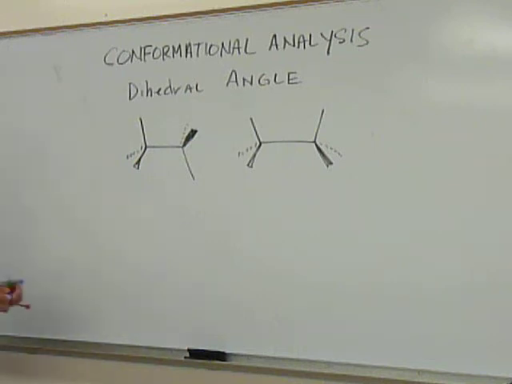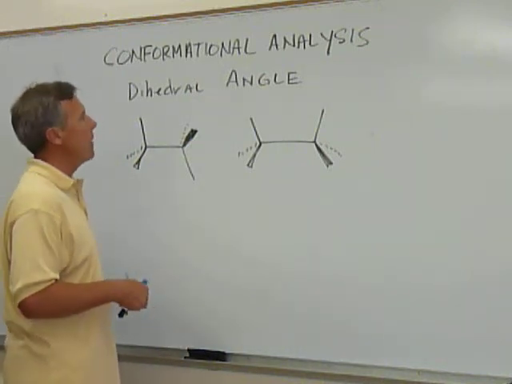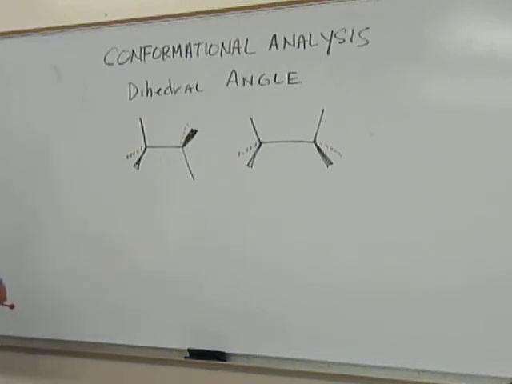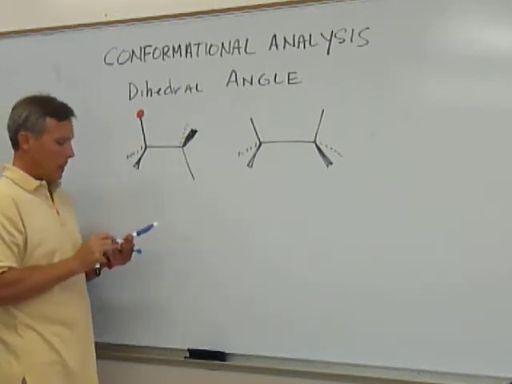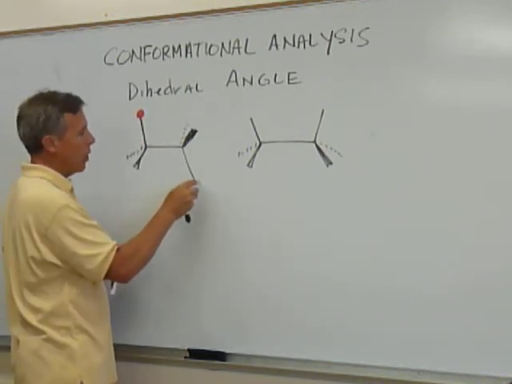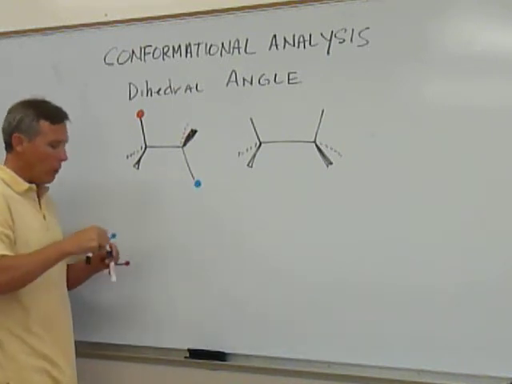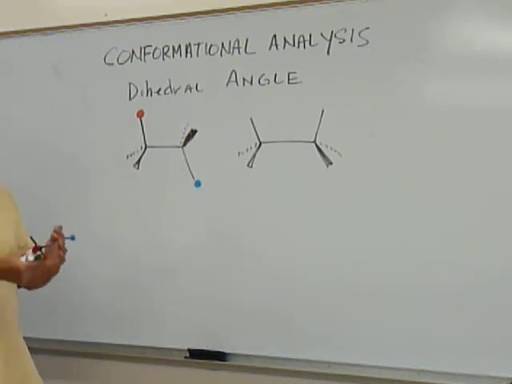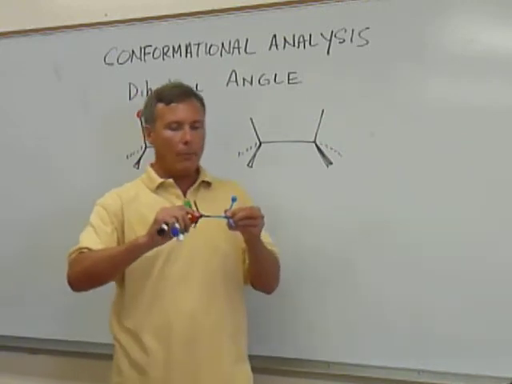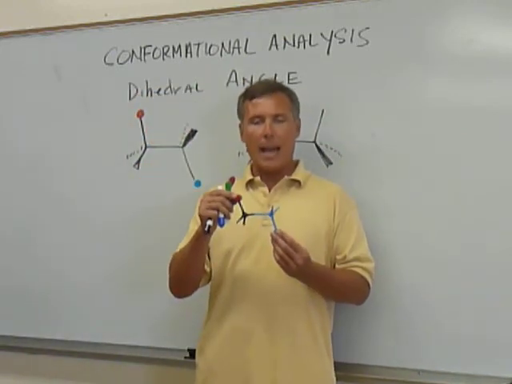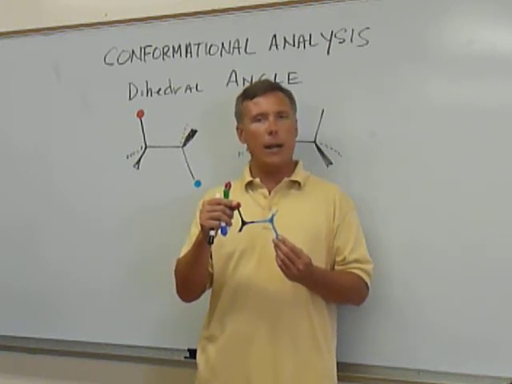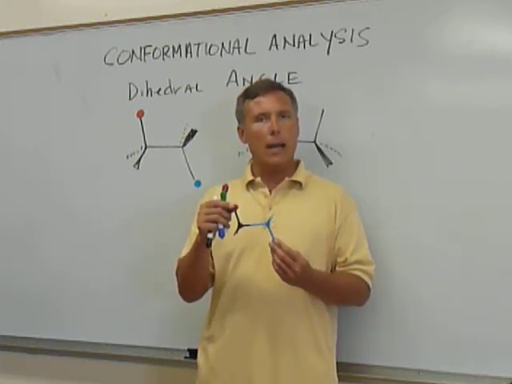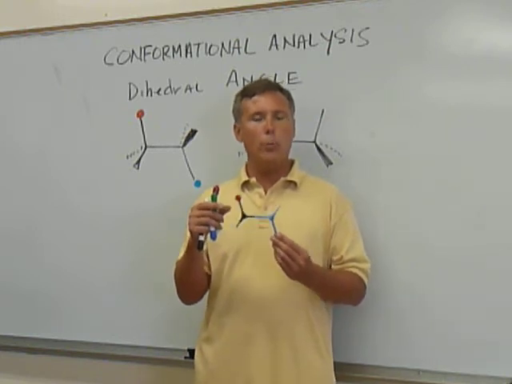Before we do our conformational analysis, we want to define what a dihedral angle is. We saw that when we have the red ball versus the blue ball, the red ball and the blue ball in this conformer were opposite one another. The dihedral angle is considered to be 180 degrees. Di stands for two planes.